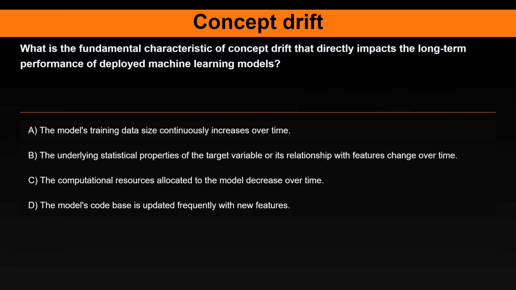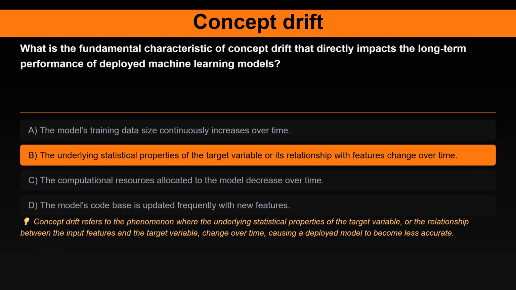Question 22. What is the fundamental characteristic of concept drift that directly impacts the long-term performance of deployed machine learning models? Option A, the model's training data size continuously increases over time. Option B, the underlying statistical properties of the target variable or its relationship with features change over time. Option C, the computational resources allocated to the model decrease over time. Option D, the model's codebase is updated frequently with new features.